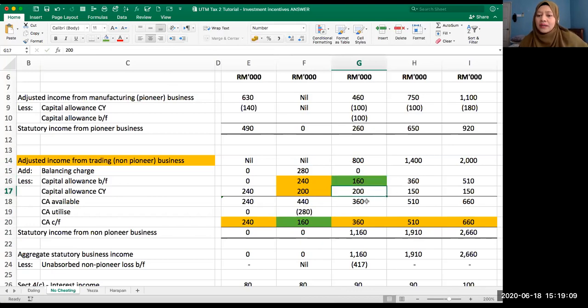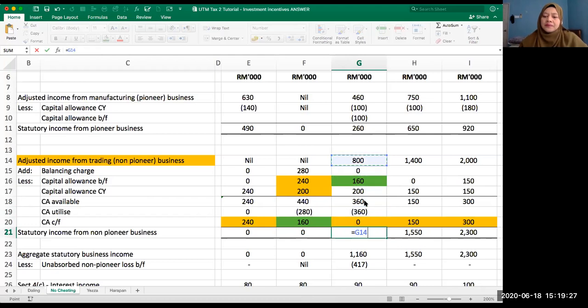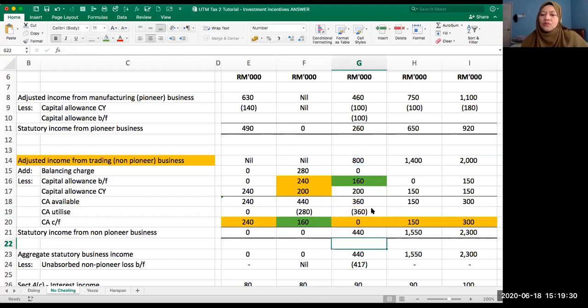Right, plus current year 200, so you have 360. So how much are you going to utilize? Available CA is 360. You're going to utilize everything. Why? Because your adjusted income is 800. So you utilize everything. So as a result, you will have this. Alright. Campurkan dengan how much you utilize. So 440. I punya formula pun dah lari dah, sebab tadi kita buat tambah column. Alright. So your SI for the third year is 440. Do you get the same answer?